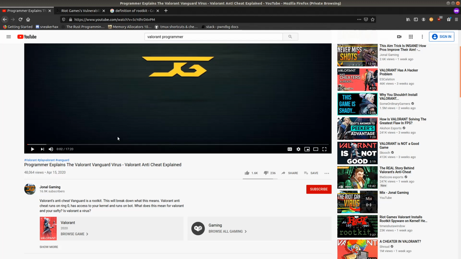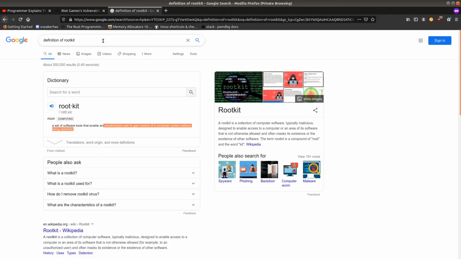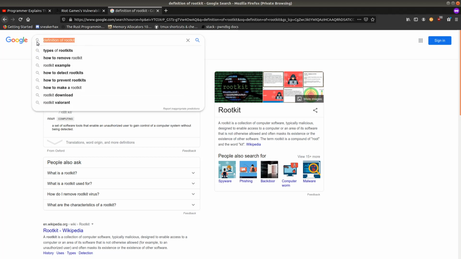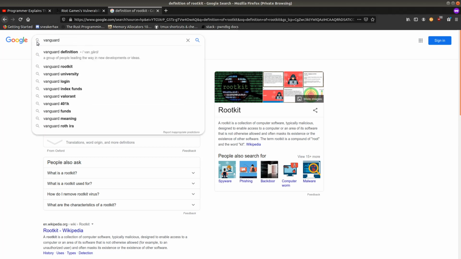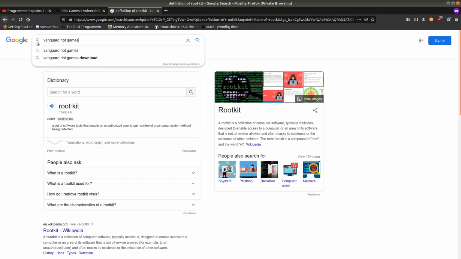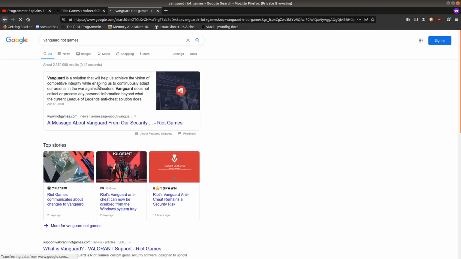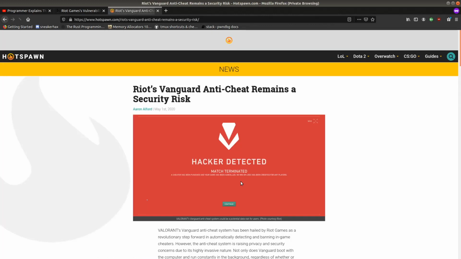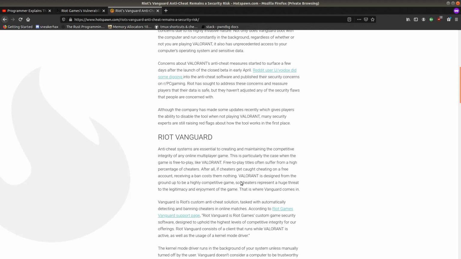at the end of the day, none of these claims that I'm seeing, I read an article earlier. Let's see if I can find it. Let's see, Vanguard, Riot Games. So this one right here by Hotspawn says Riot's Vanguard anti-cheat remains a security risk.